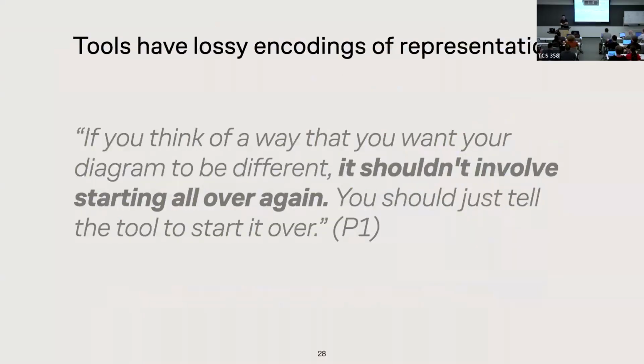And these ad hoc solutions exist because the tools don't let them encode visual representations. And one reason why diagrammers are keeping these numbers around and copying canvases is because of the high cost of making changes to their diagrams. So like P1 said, when you already have a diagram and all of a sudden you think of a way that you want your diagram to be different, it really shouldn't involve starting all over again. And instead, you should just tell the tool to start it over.